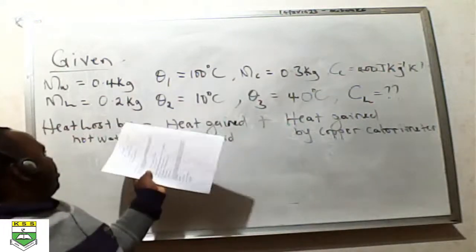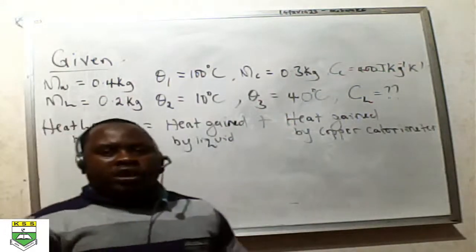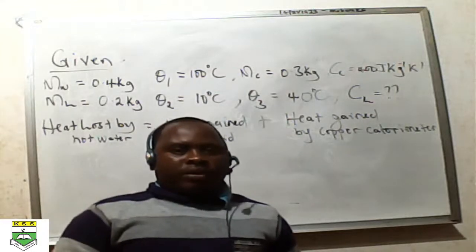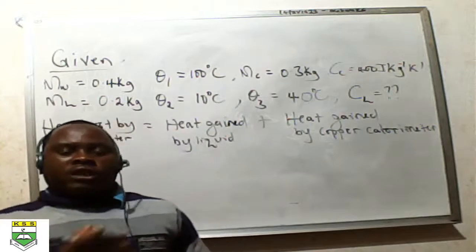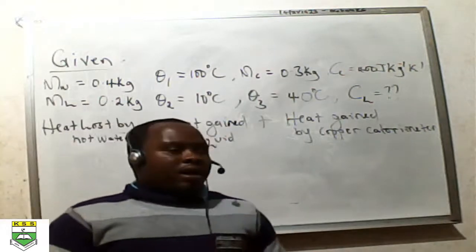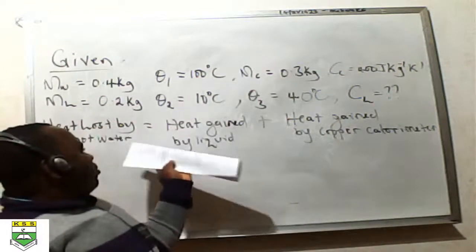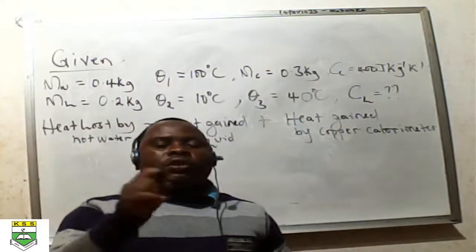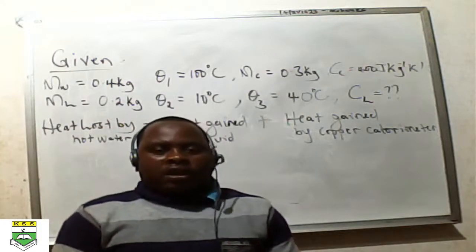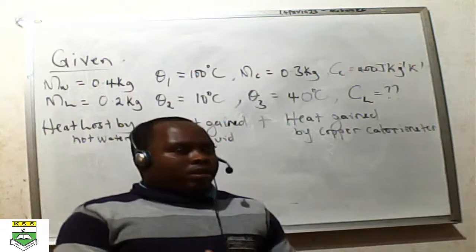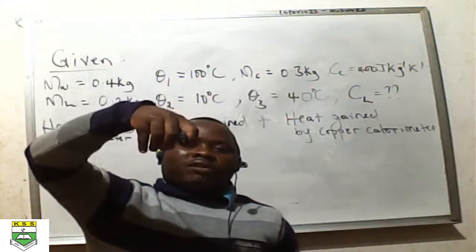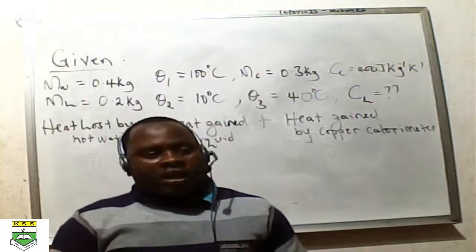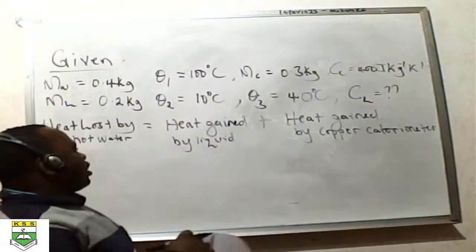So heat lost by this hot water is equal to heat gained by the liquid. But we are also adding on the heat gained by the calorimeter, because I told you that if a liquid is in a calorimeter, the heat that is lost by a hot substance may not only go to the liquid, but even the container. When you're heating something on a saucepan, the saucepan will gain heat, and even what you're cooking within the saucepan will also gain the heat.